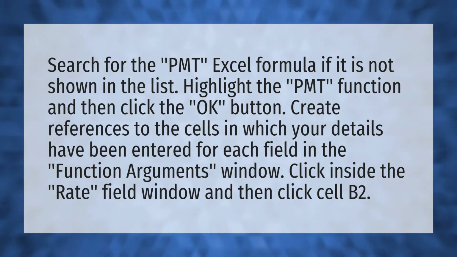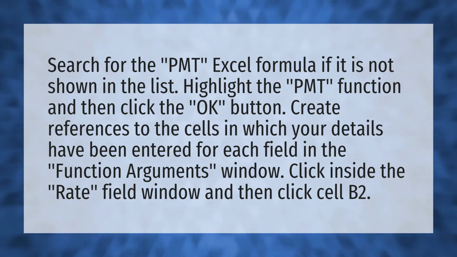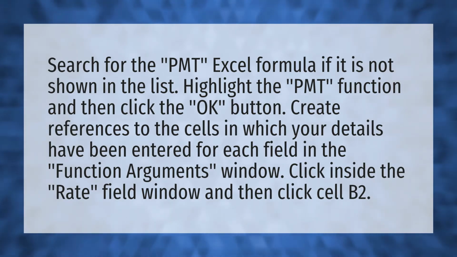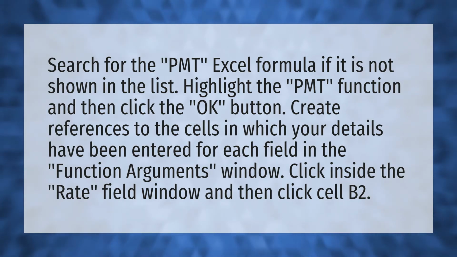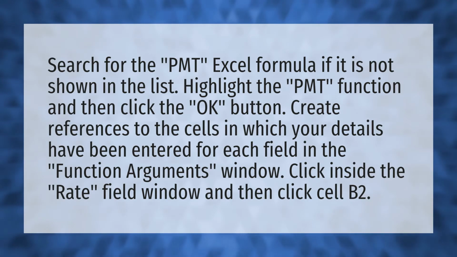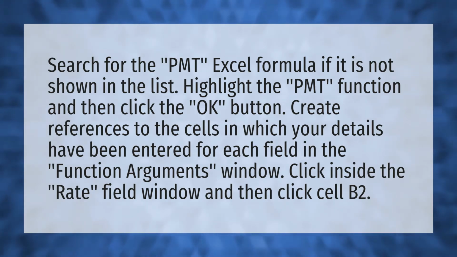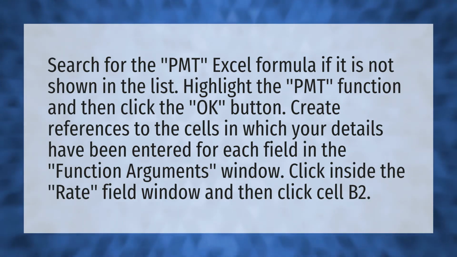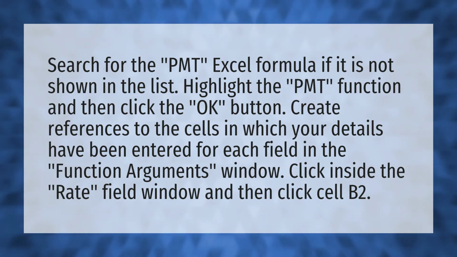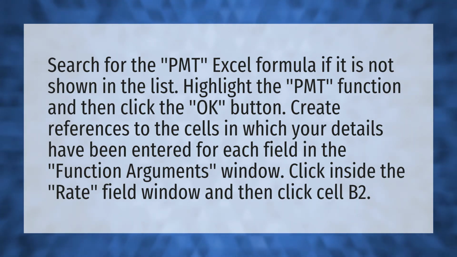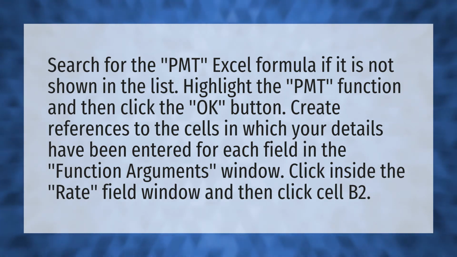Search for the PMT Excel formula if it is not shown in the list. Highlight the PMT function and then click the OK button. Create references to the cells in which your details have been entered for each field in the Function Arguments window. Click inside the Rate field window and then click cell B2.